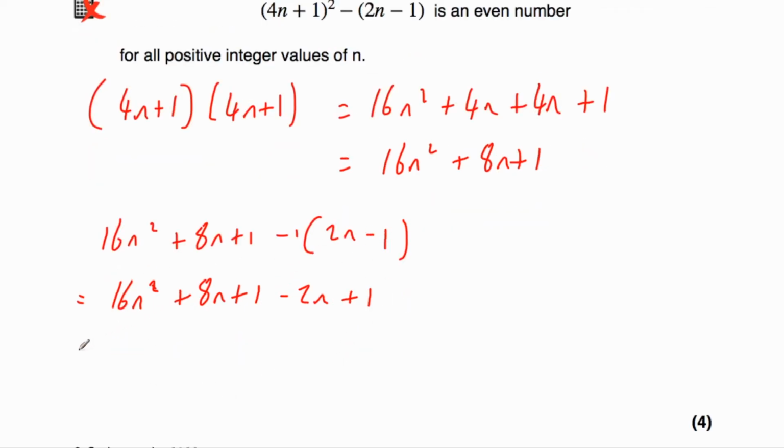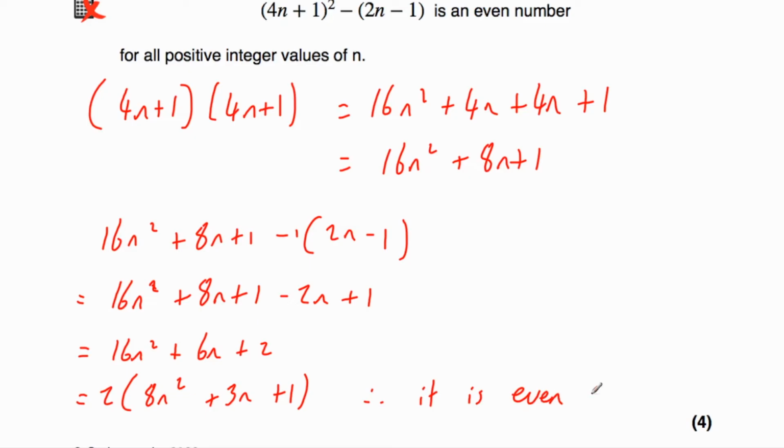Okay, now let's simplify this. We've got our 16n squared, we've got our 16n squared. We've got 8n take away 2n, that's going to be plus 6n. And then 1 plus 1, which is plus 2. We want to show that this is even. So we factorize this and we get 2 bracket 8n squared plus 3n plus 1. So it's 2 times something. Therefore, it is even.